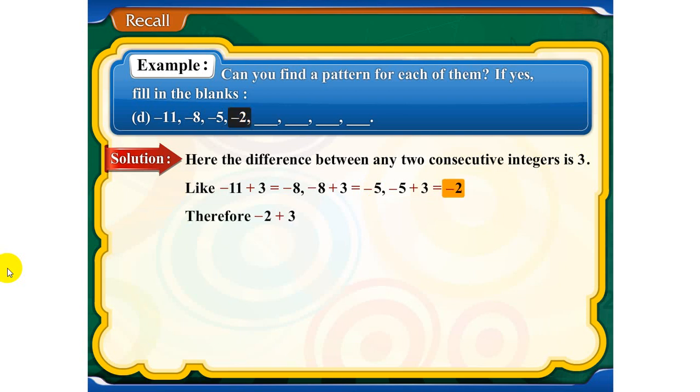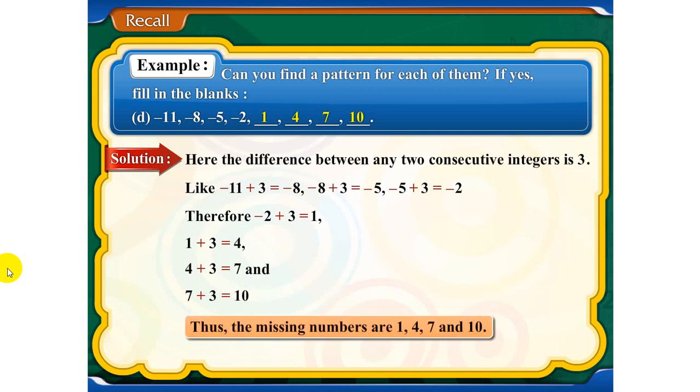Therefore, -2 plus 3 is equal to 1. 1 plus 3 is equal to 4. 4 plus 3 is equal to 7. And 7 plus 3 is equal to 10. Thus, the missing numbers are 1, 4, 7 and 10.